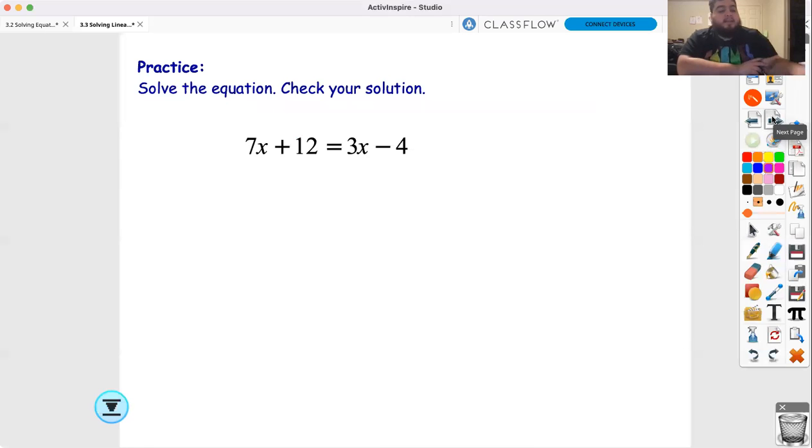Go ahead and practice this problem on your own, guys. I'm going to give you 2 minutes on this equation. Good luck. Remember to look at the steps that I took. I'm not saying they're the same, but they may help you.